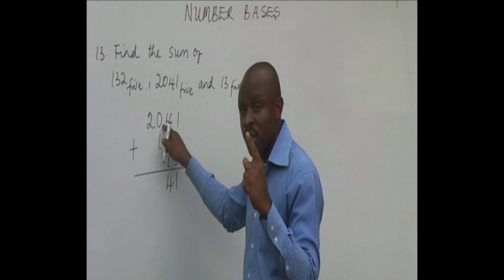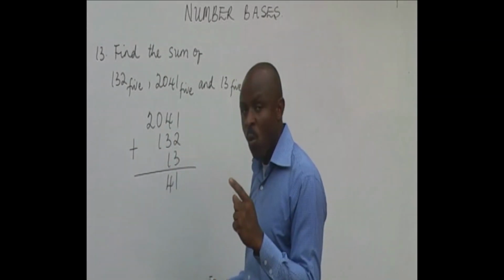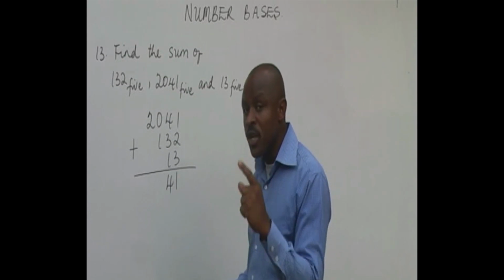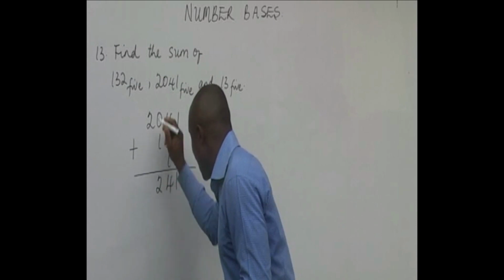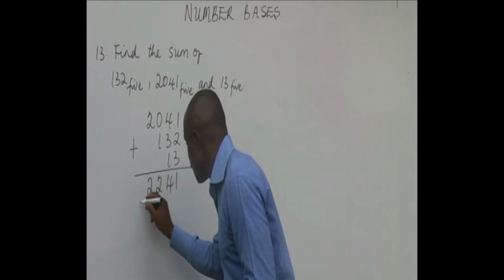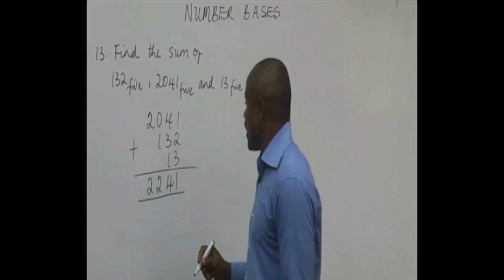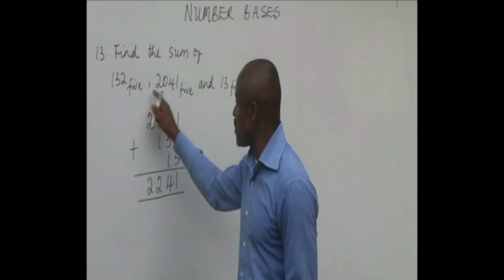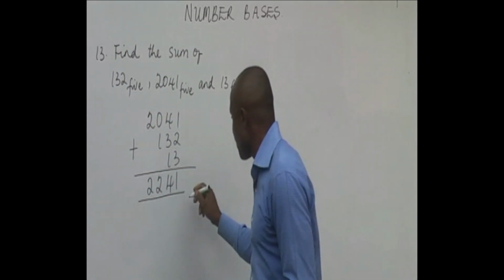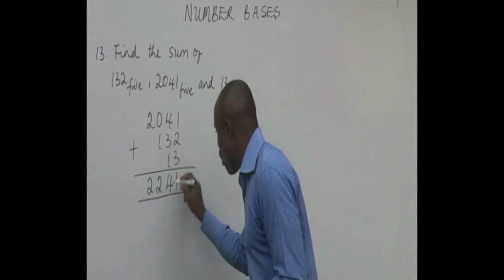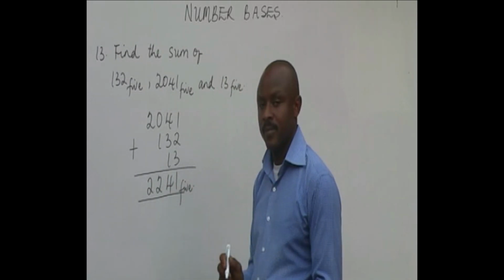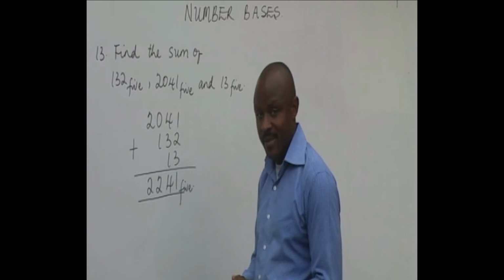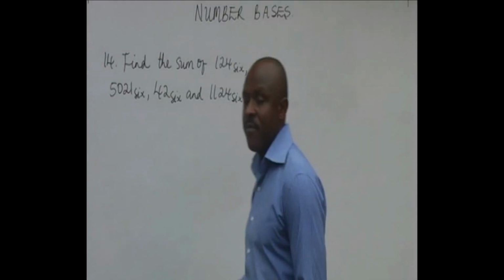That one 5 removed is 1. Add it to 0. It will give you 1. Add it to 1. It will give you 2. 2 is not up to 5, so you can write it down, and bring down this other 2. That means this plus this plus this in base 5 is giving you 2241 base 5. Did you get it?